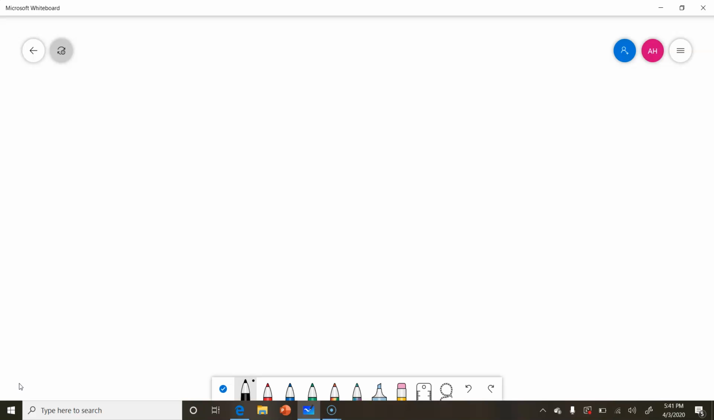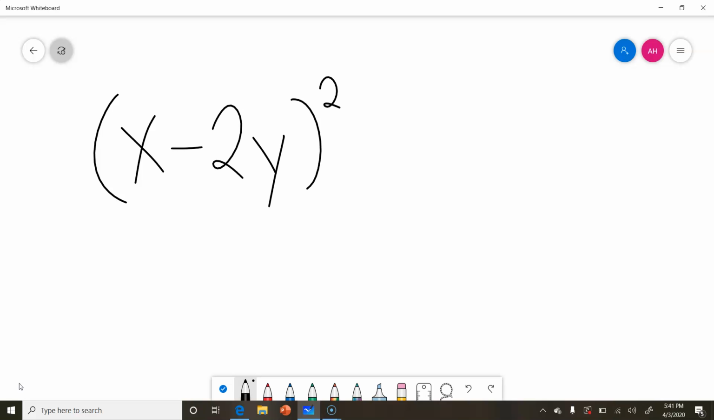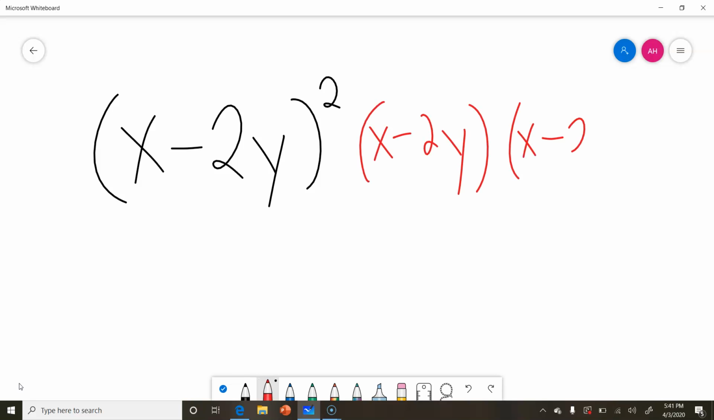Now, here's one that's also very important for us to remember how we do it. Let's say we have something like this, x minus 2y, and that thing's squared. Okay, I'm going to use the FOIL method and just write this twice, right? I'm going to go x minus 2y times x minus 2y.